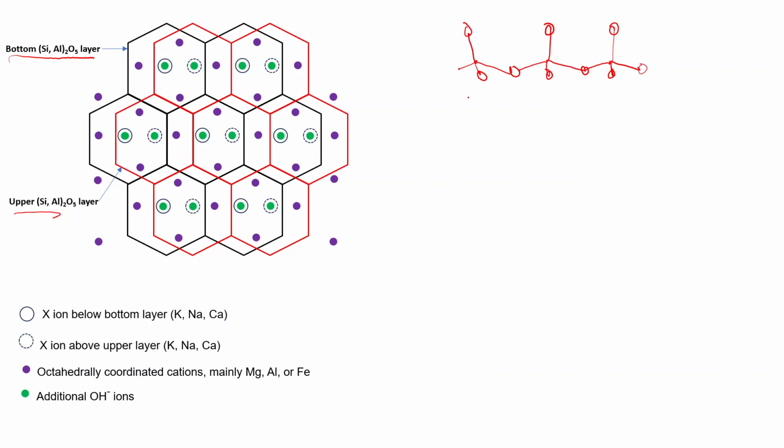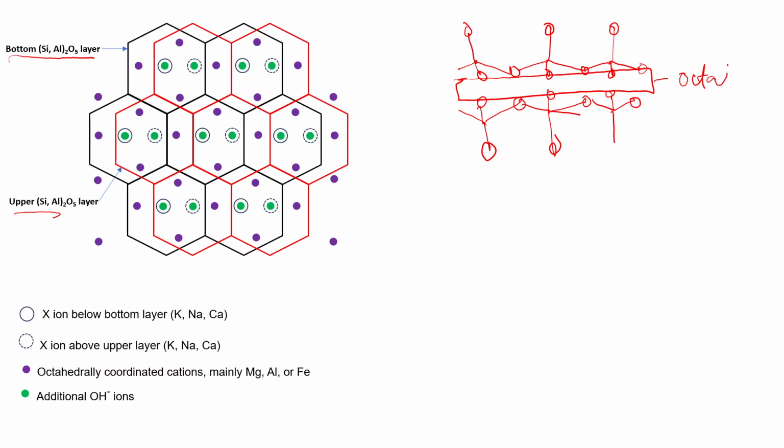So we have one of these, and simply now reverse these layers this way. So you can see here that we have these layers being superimposed over each other. And in between these two layers here, we will get the octahedral coordination. So this is a tetrahedral layer, this is a tetrahedral layer, and in between we get the octahedral coordinations.